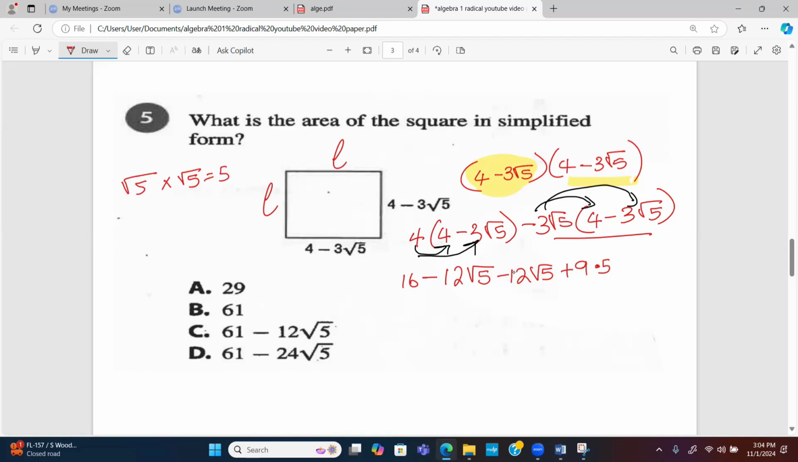Let's finally put everything together. Remember that this is actually 45, okay? So I'm going to write 45 there now. That's we see what happened. So this is actually 45 here.